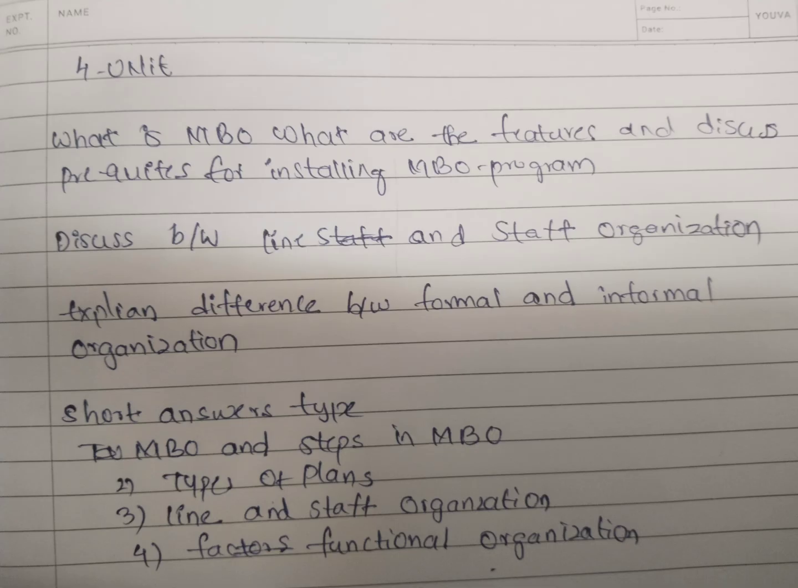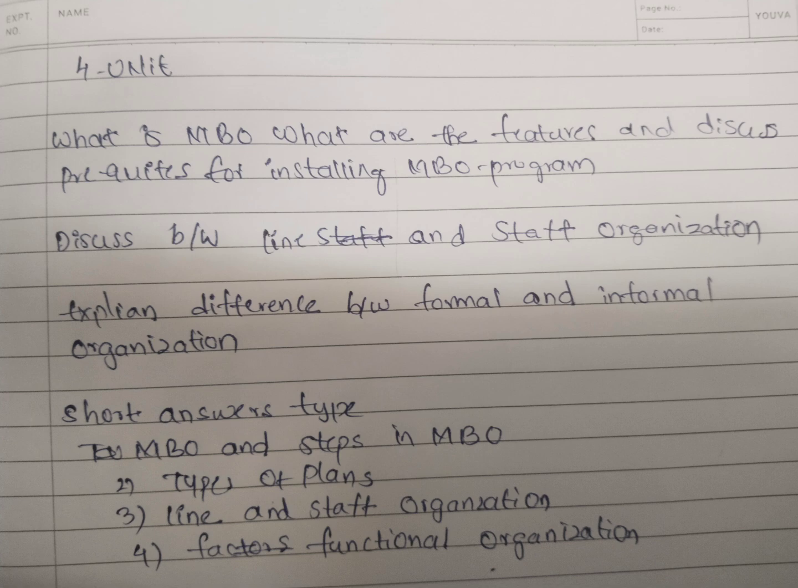What is meant by management, levels of management and skills of management. And in the fourth unit, you will find maximum differences, like the difference between line and staff organization, and the difference between formal and informal organization. So mainly prepare these 2 questions, and you will definitely get it from anyone.